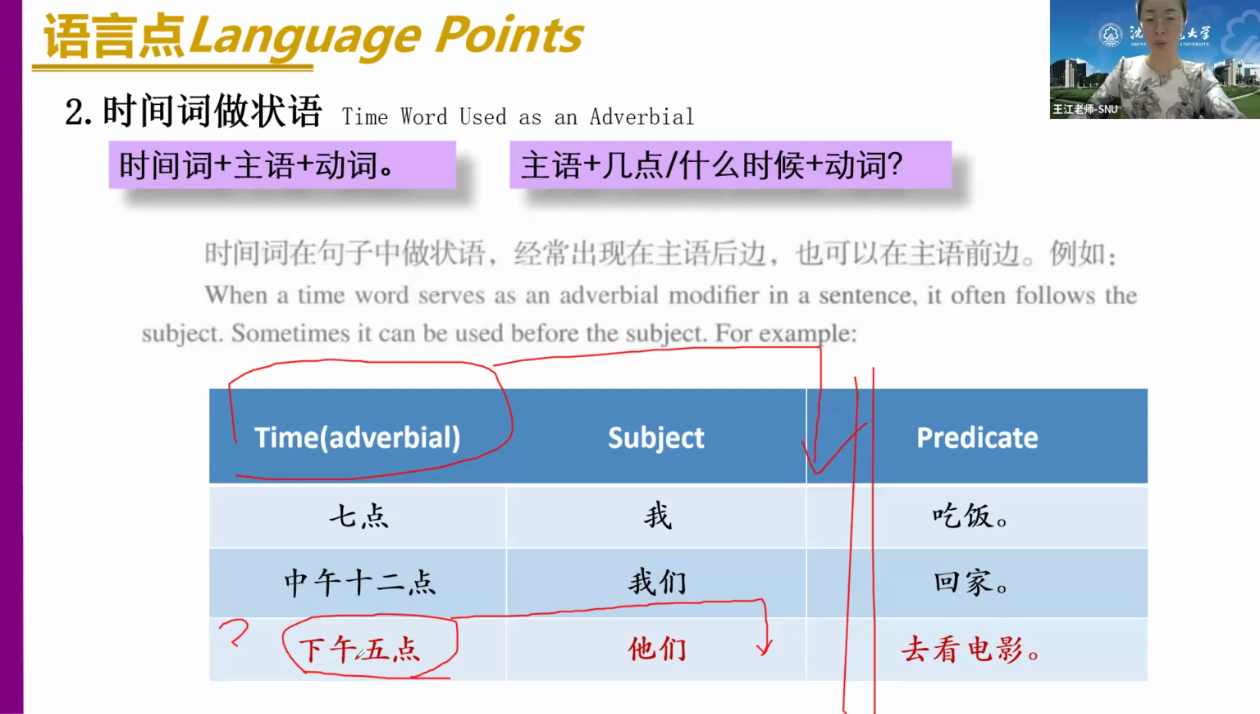下午5点，他们去看电影。他们下午5点去看电影。The meaning is the same. They will go to watch the movie at 5 o'clock in the afternoon.